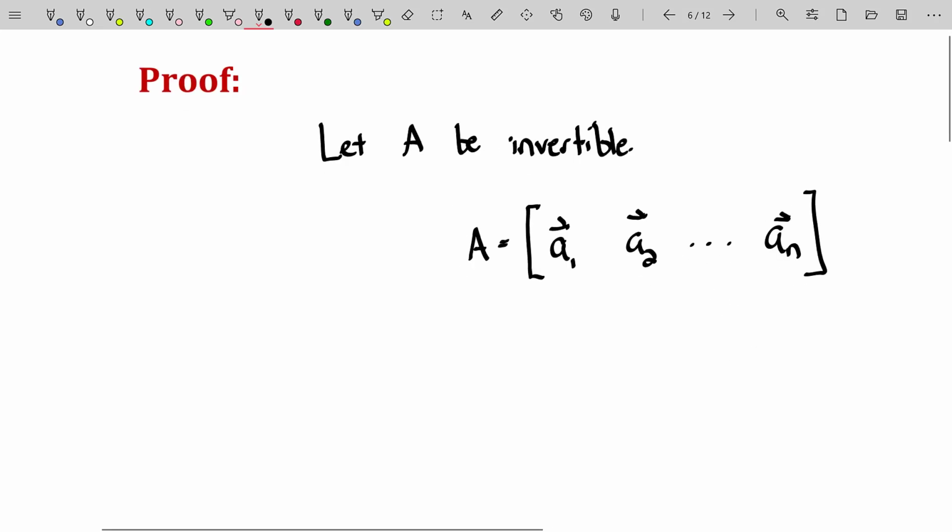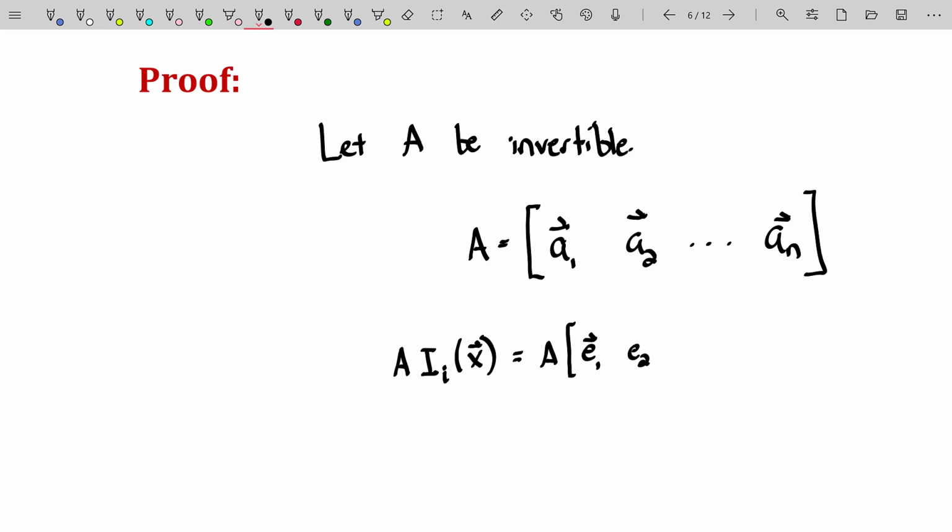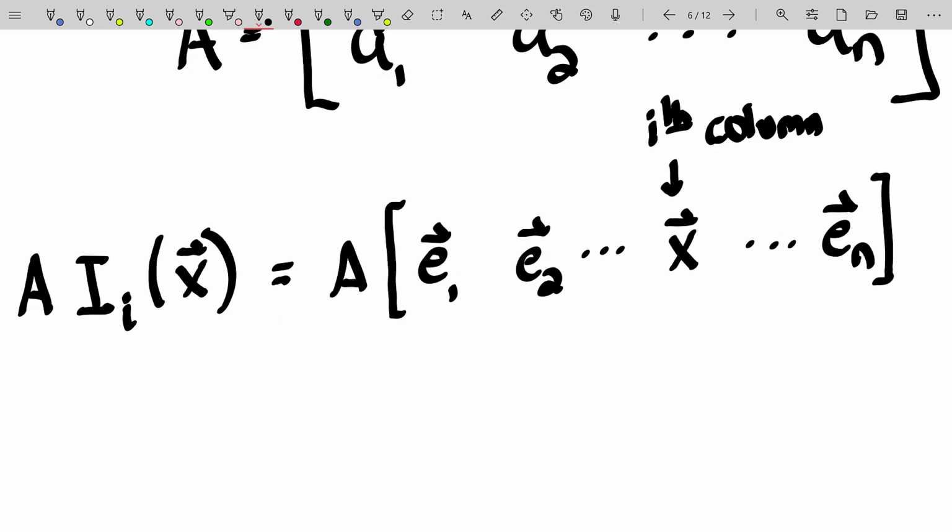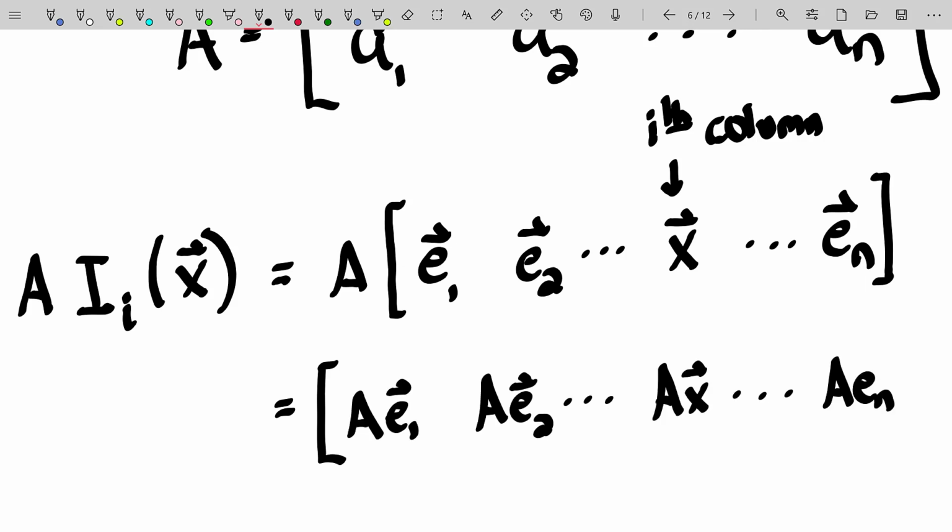Now we're going to do something kind of weird here. We're going to take the matrix A and multiply it by the identity matrix, but actually not the identity matrix. We're going to replace column i in the identity matrix with the vector X. Remember, the identity matrix has column vectors e1, e2, and so on, but the ith column we're going to replace with X. However, we know from matrix multiplication that this product will be written as that matrix right there.